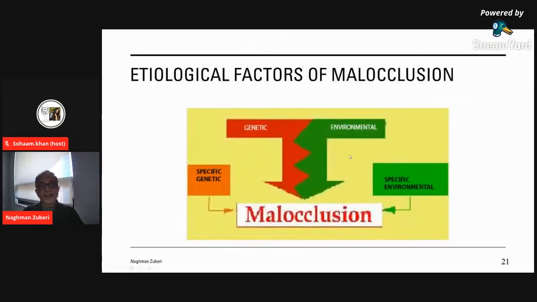Keep in mind the genetic factors and the environmental factors work hand in hand to produce the malocclusion. But at times there are certain specific genetic factors, and at times certain specific environmental factors, that produce the malocclusion and would not be dependent on the other. If there is some specific environmental factor, probably it won't be dependent on the genetic factor, or if there is some specific genetic factor, probably it won't be dependent upon the environmental factor. It will invariably produce the malocclusion.